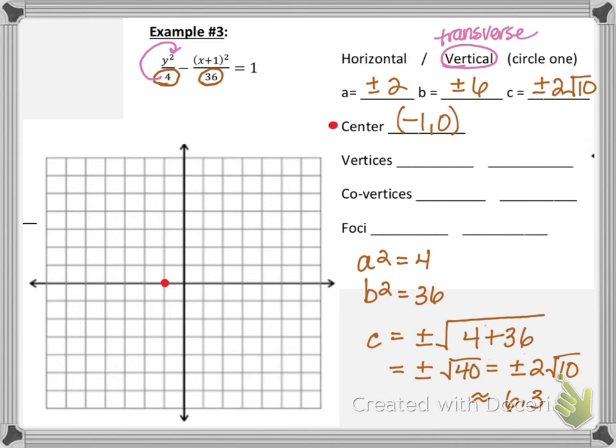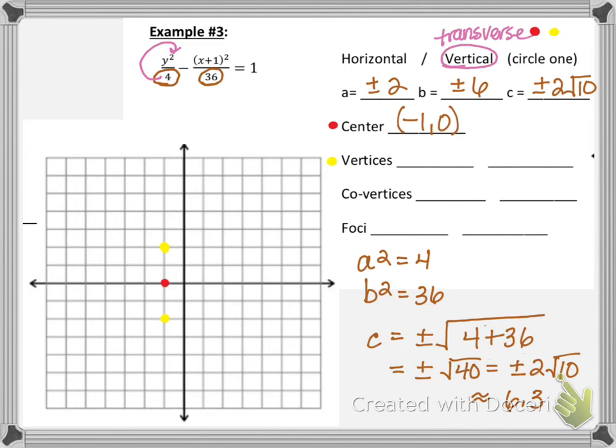Let us use yellow this time for vertices. We know that the transverse has the center, so I'm going to put my big red dot here. This transverse is going to have my vertices, so I'm going to put the yellow dot here. I need to go vertically a value of 2 to find the vertices location. So from my center, let's go vertical, up 2 and down 2. So those are my vertices.